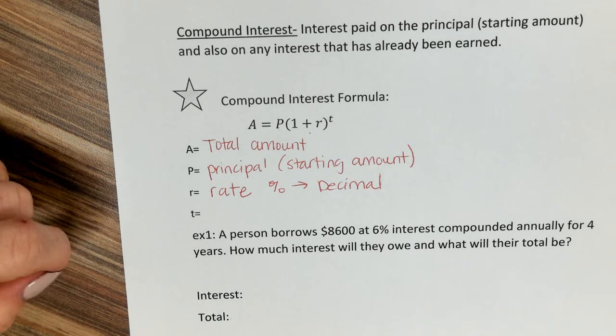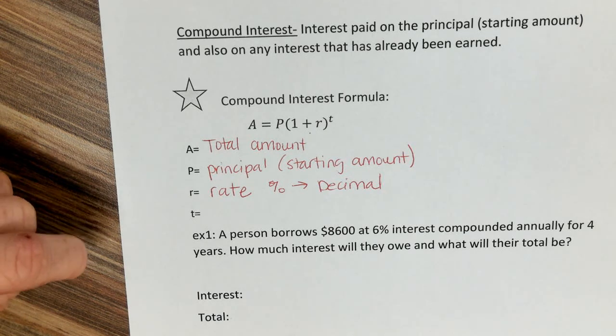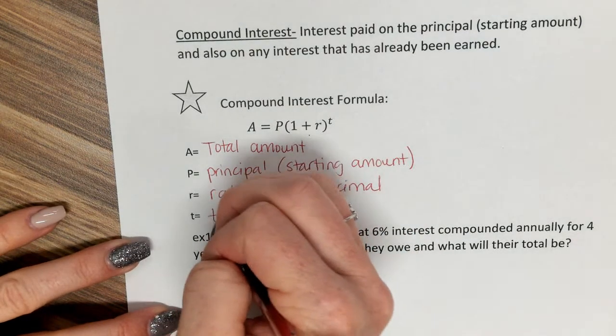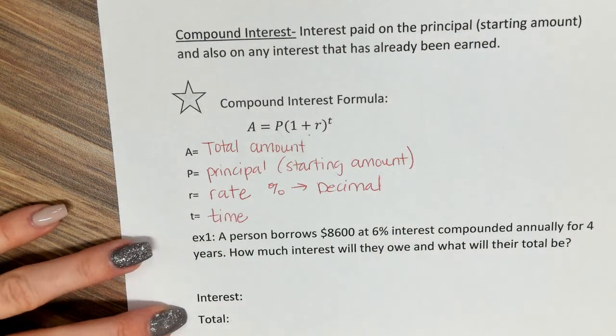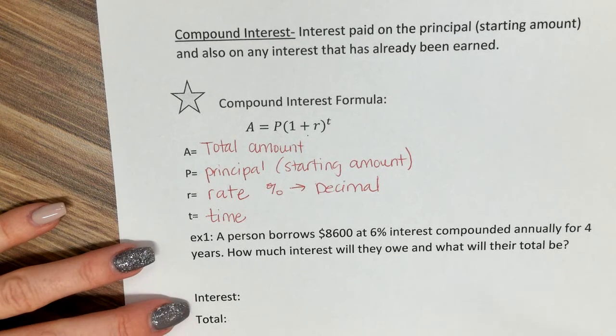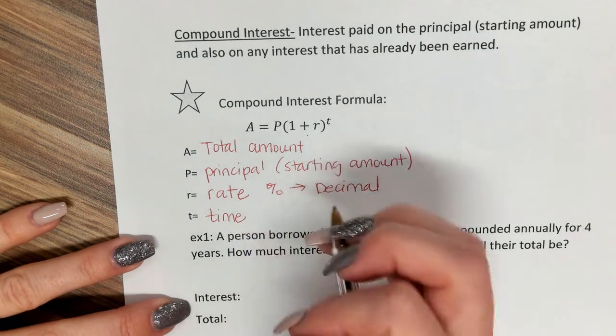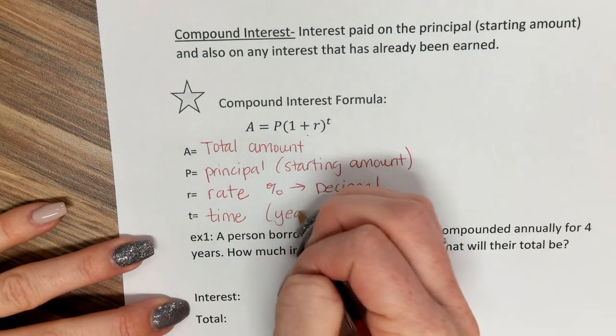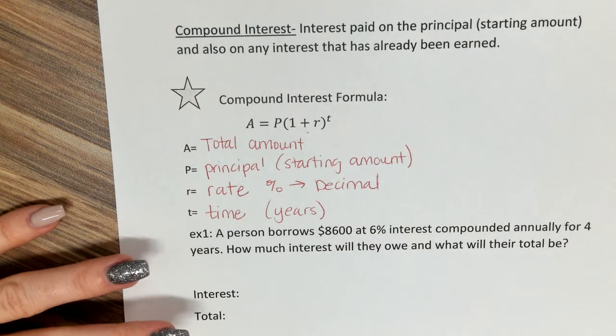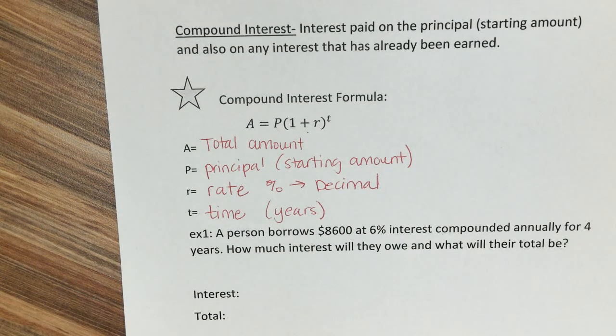What did T stand for? Time. Now, time must be given, and I don't think I explained this good yesterday. Time must be given in years. But the problem is, a lot of times when you borrow money from the bank, especially if you're buying a car, they want to talk about months. Oh, I want you to pay it back in 60 months. Well, you're going to have to change that to years. So let's talk about that.